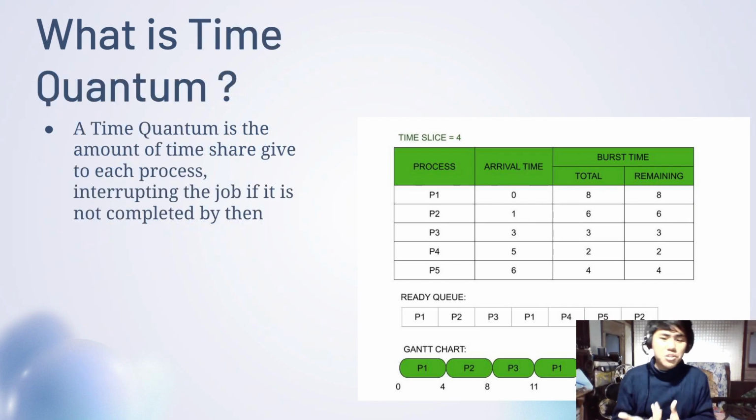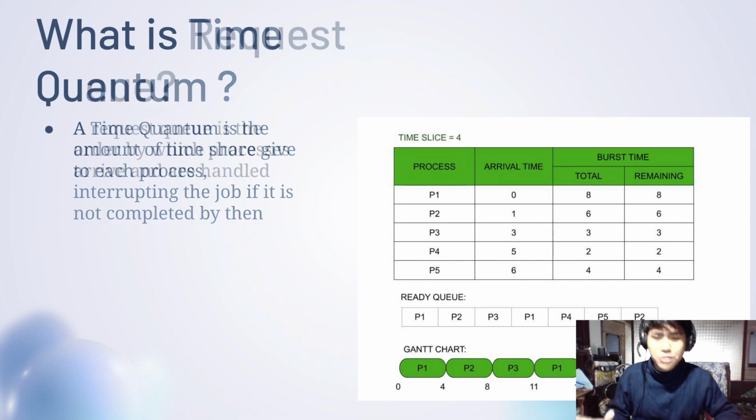A time quantum is a fixed amount of time given to each process, and it will interrupt the job if it is not completed by then, ensuring that no process or task can block the whole computer.